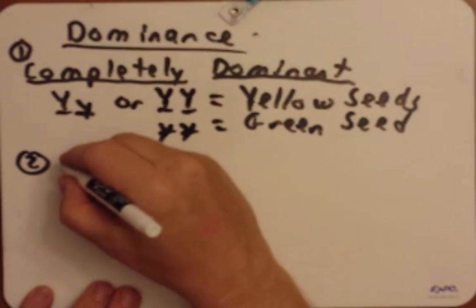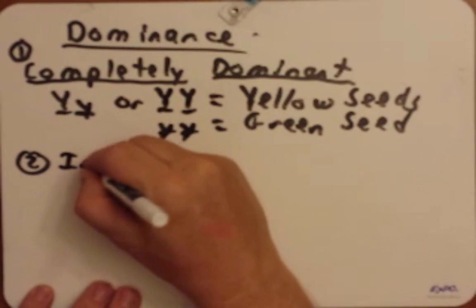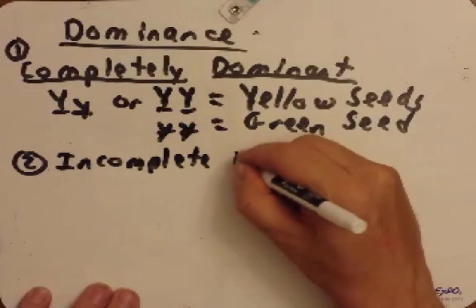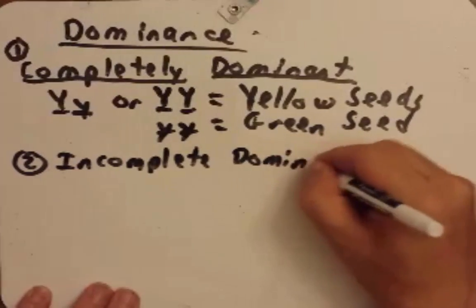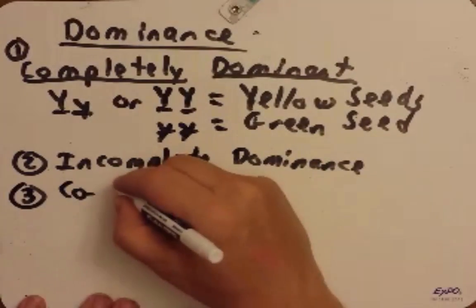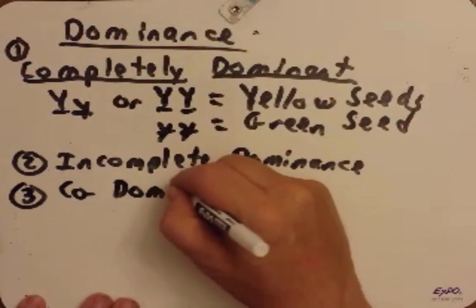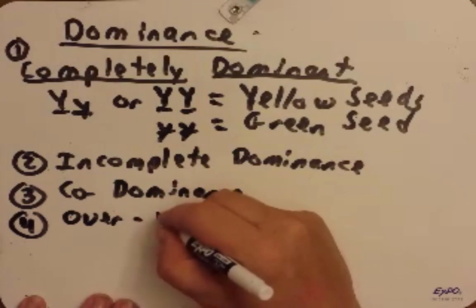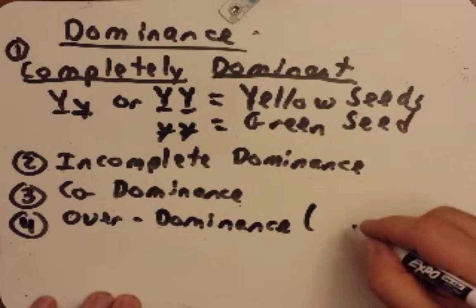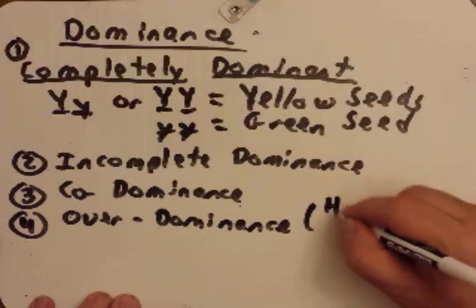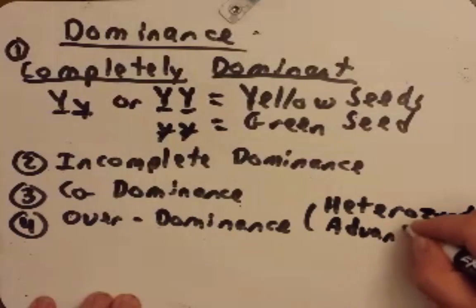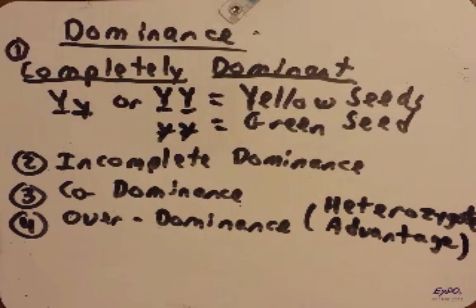We're also going to talk about incomplete dominance, something called codominance, and something called overdominance. And sometimes this is called heterozygous advantage. Alright, I'm going to erase this and we're going to start talking about incomplete dominance.